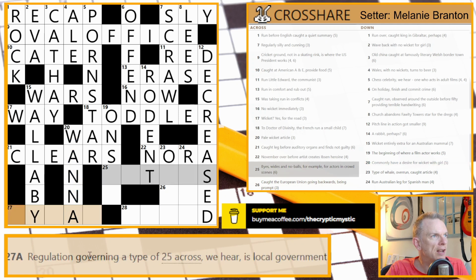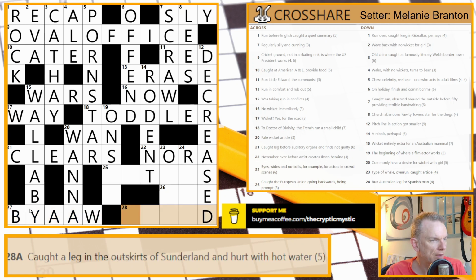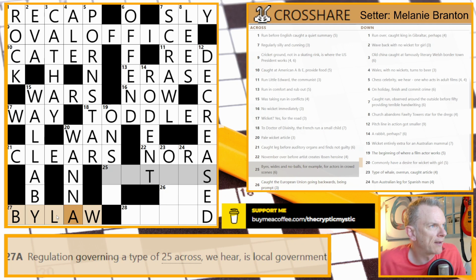27 across. Regulation governing a type of 25 across, we hear, is local government legislation. 25 across I haven't got yet, but I think I can get it from what we've got already. 2, 3. This is bylaw. Bylaw. I talked already about buys, didn't I? I think maybe 25 across is referring to a buy of some description. But it's definitely local government regulation, could be called a bylaw. So regulation is law following a type of 25 across. So 25 across must be an extra, maybe.